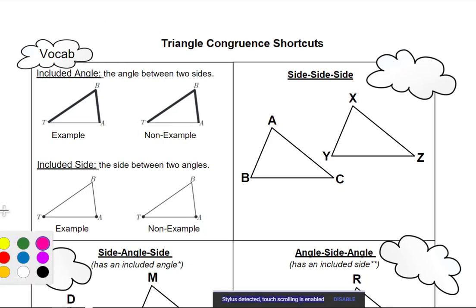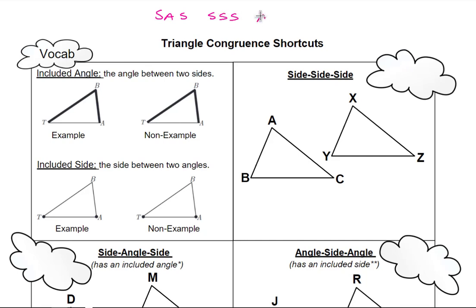Okay, this is side one of the triangle congruence shortcuts. The included angle acts like a hinge between the two sides of the triangle or the shape that you're dealing with. And so we have side, angle, side, where the included angle is kind of like the hinge between the two sides. So we can see with the non-example that the angle is just on one end of the two sides, not in between the two sides.